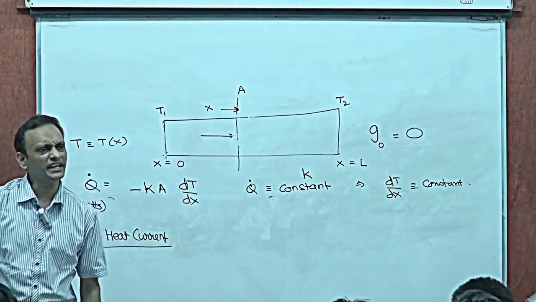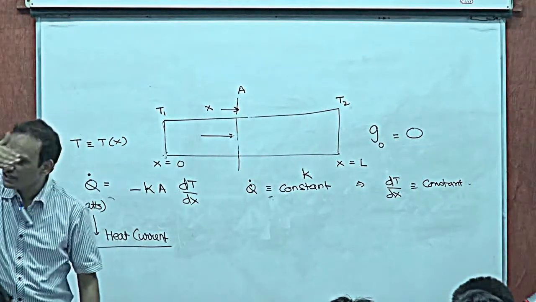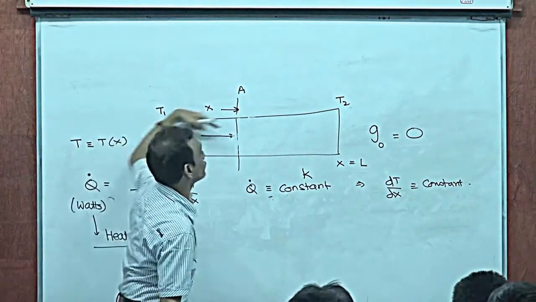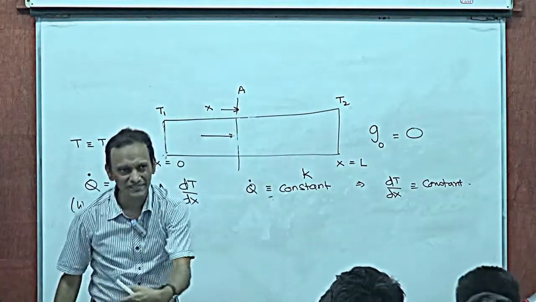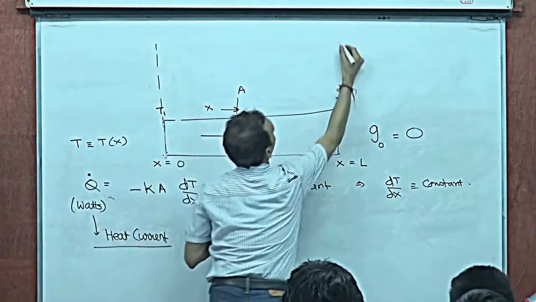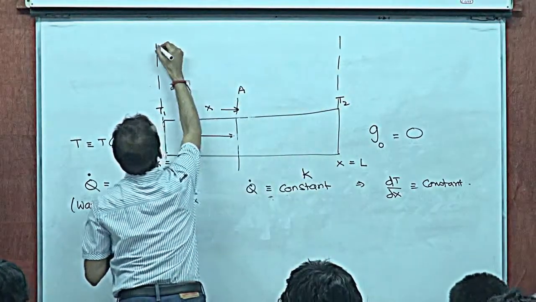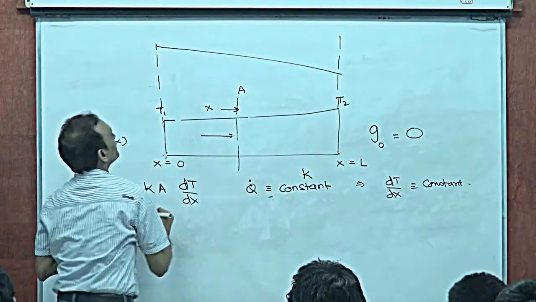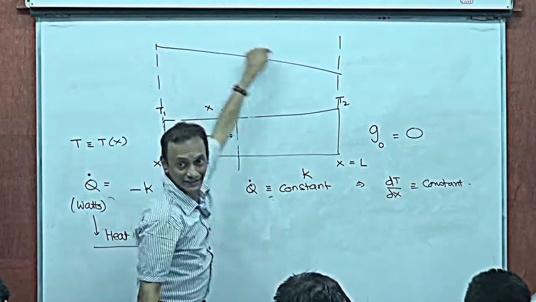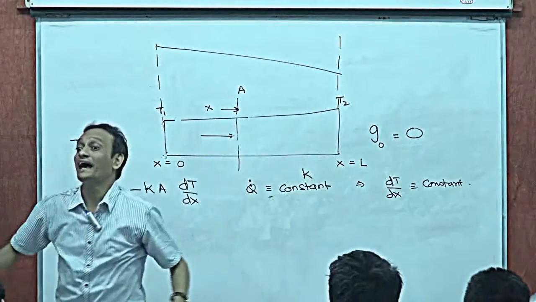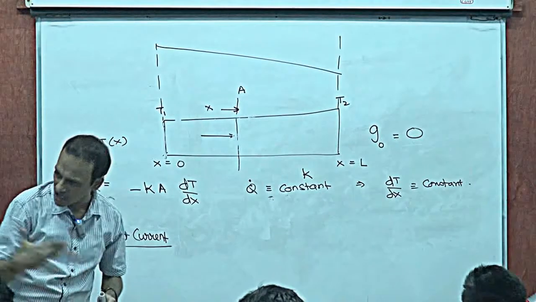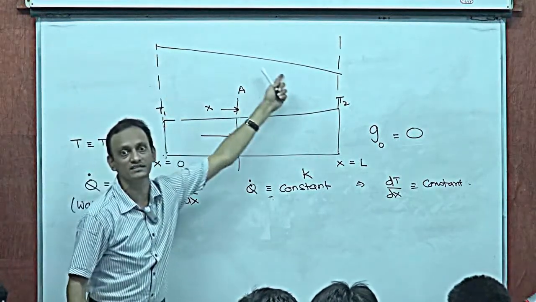When would the temperature gradient be a constant? If T varies linearly with x. In this case, since the heat is flowing in this direction, temperature is decreasing with x. So the variation of temperature with x would be like this, T1 here and T2 there. The slope of this line will give me dT/dx, which is a negative number. So this is how it varies.